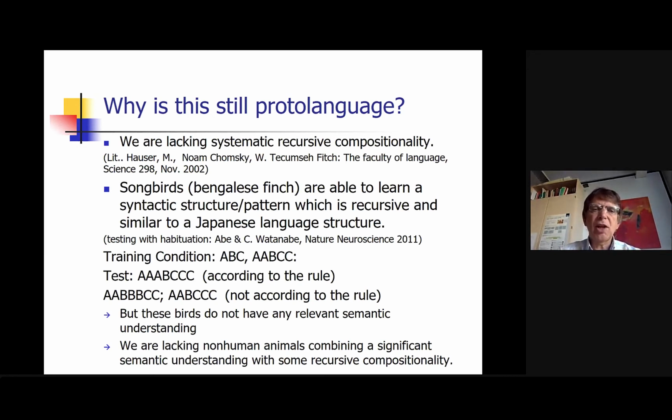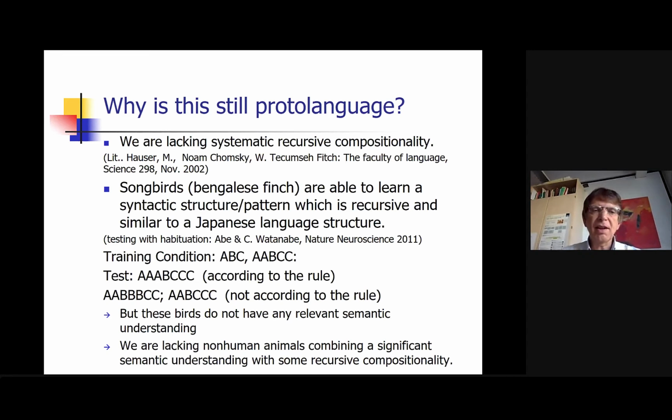So far, we have not seen anything like systematic recursive compositionality as highlighted in a paper by Hauser, Chomsky, and Fitch. Now, one could make an argument, which I will make very short: in 2011 there was the interesting observation that songbirds, exactly Bengalese finches, are able to learn a syntactic structure or pattern which is recursive and similar to a Japanese language structure. Actually, very quickly, you can train the songbirds by using the habituation idea.